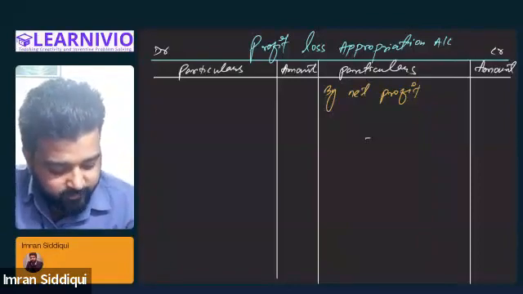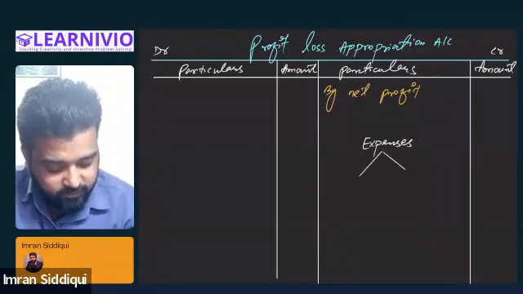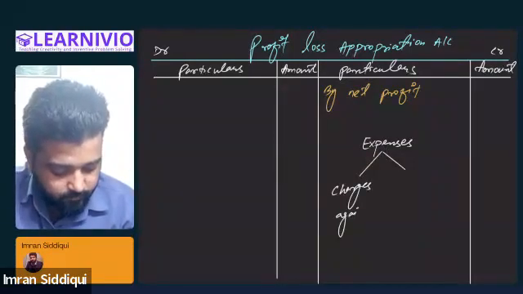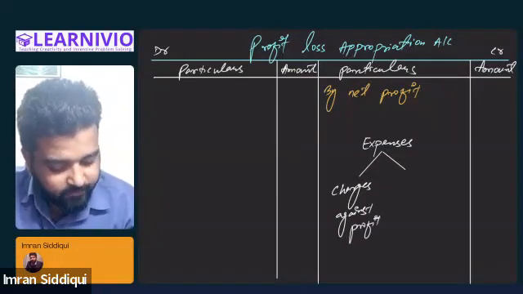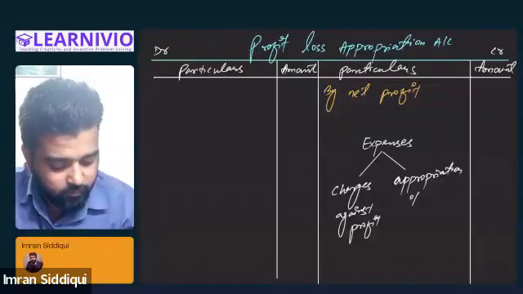We have two kinds of expenses. You don't have to write this down. We have two types of expenses. Firstly, some expenses are considered as charges against profit, and some expenses are considered as appropriation of profit.